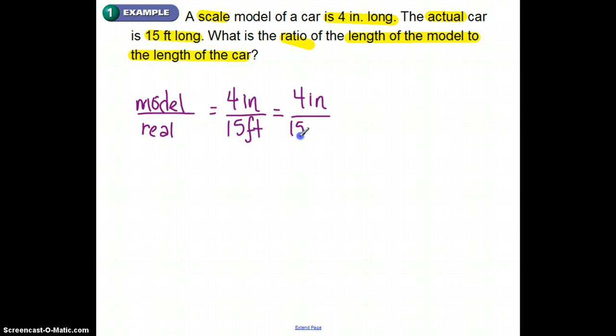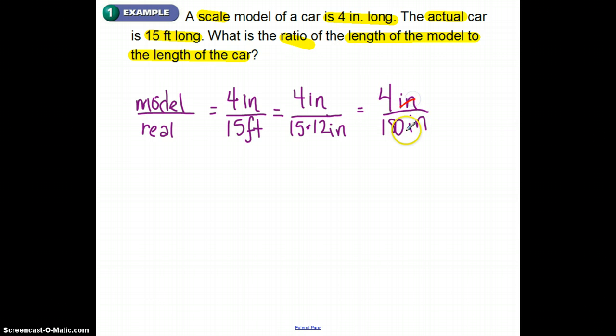Now to take feet and switch it into inches, I would have to multiply it by 12, because there are 12 inches in every foot. So if I do 12 times 15, I'm going to get 180. So it's 4 inches over 180 inches.